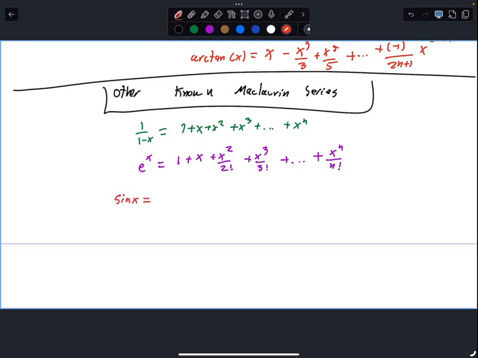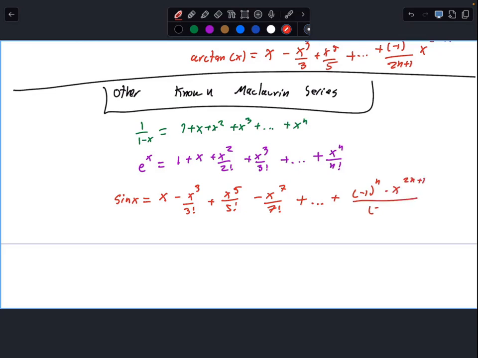Sine of x. What is the sine of 0? So that's going to give me, the first term would be 0. So the first term would give me x. And it looks like e to the x, so minus, that's the first power. So minus x cubed over 3 factorial. Skipping 1 every single time. X to the fifth over 5 factorial. Minus x to the seventh over 7 factorial. Plus dot, dot, dot. Plus negative 1 to the n times x to the 2n plus 1, all over the quantity 2n plus 1 factorial.